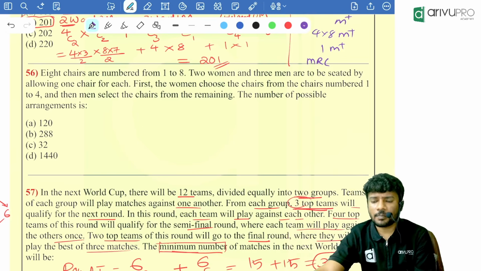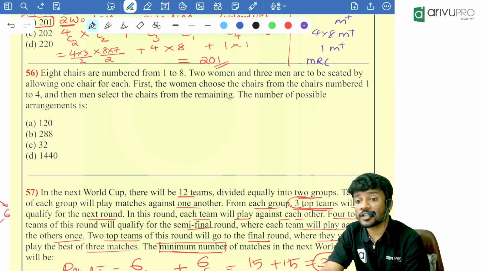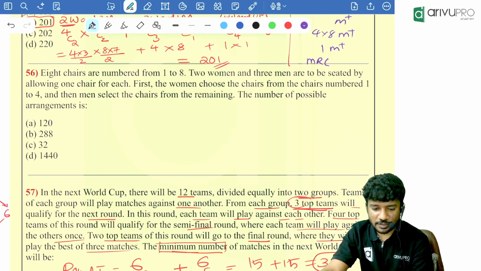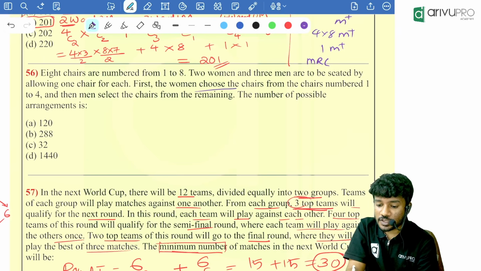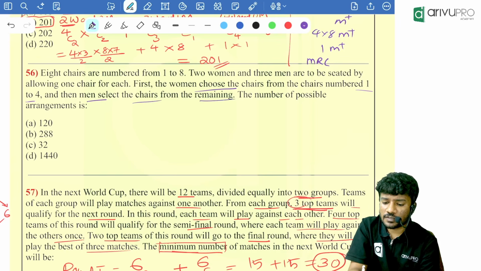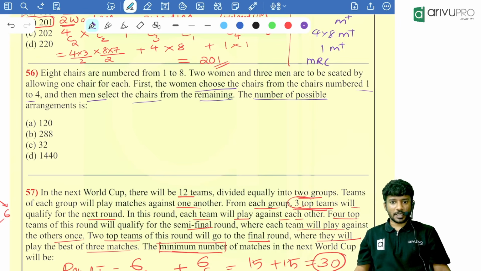8 chairs are numbered from 1 to 8. 2 women and 3 men are to be seated, allowing 1 chair for each. First, the women choose the chairs from the chairs numbered from 1 to 4. Then, men select the chairs from the remaining. The number of possible arrangements is how much? Arrangement they are asking. Okay.